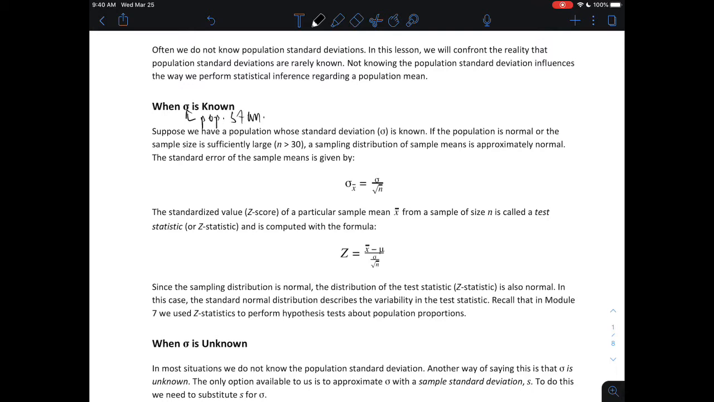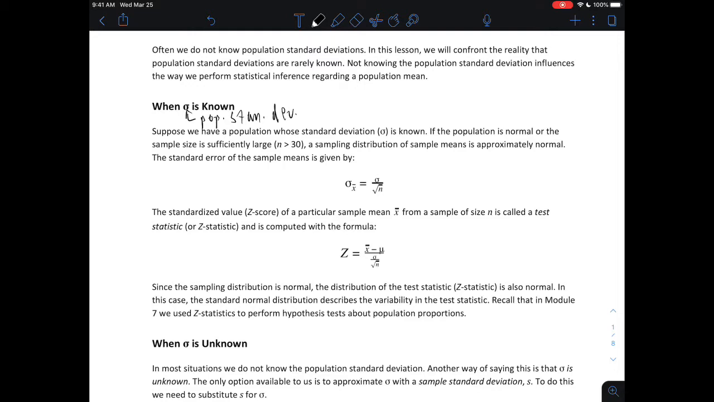Suppose we have a population whose standard deviation sigma is known. If the population is normal, or the sample size is sufficiently large, meaning n is greater than 30, a sampling distribution of sample means is approximately normal. That's what we just learned in the previous lesson. The standard error of the sample means is given by sigma sub x bar equal to sigma divided by the square root of n. That's one of the formulas that we saw in the previous lesson.